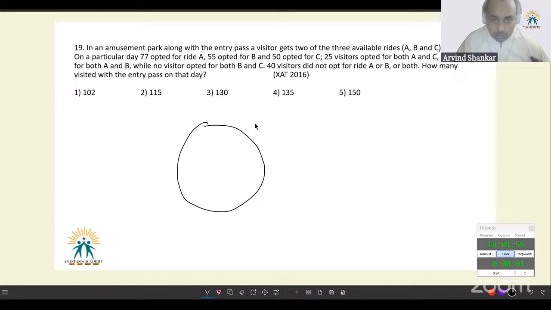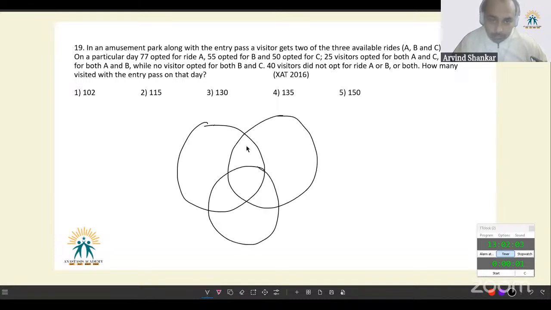Okay. So let's put everything down. I have ride A, I have ride B, I have ride C. You get 2 of the 3 available rides. On a particular day, 77 opted for ride A. 77 here. 55 opted for B and 50 opted for C.